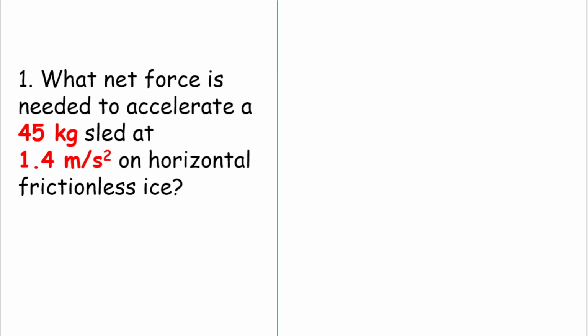So the question is, what net force is needed to accelerate a 45 kilogram sled at 1.4 meters per second squared on horizontal frictionless ice? Okay, let's write what we are given from the problem. We know that the mass is 45 kilograms, and the acceleration is 1.4 meters per second squared.